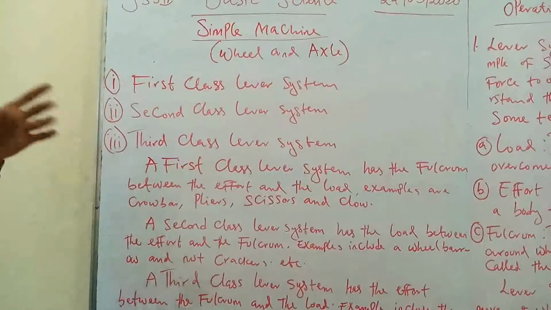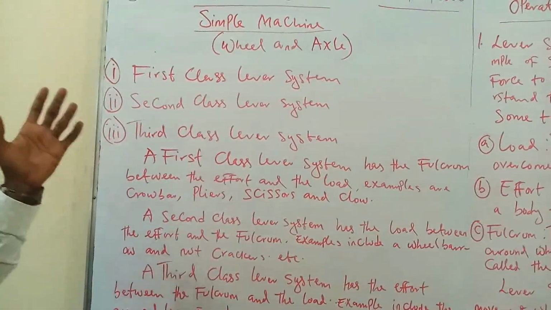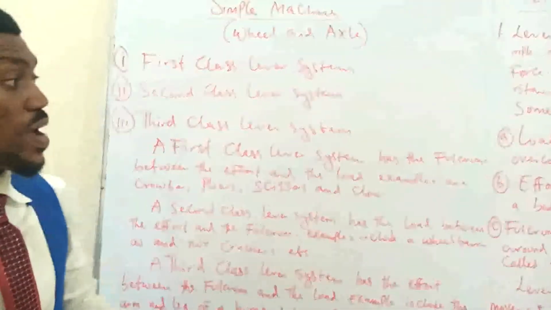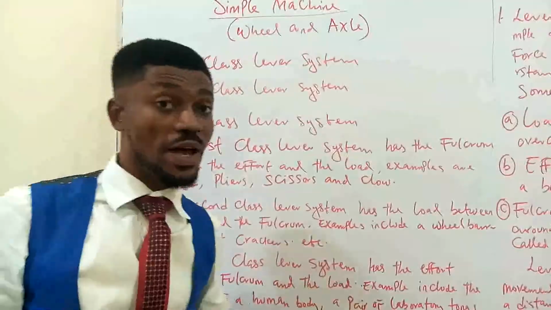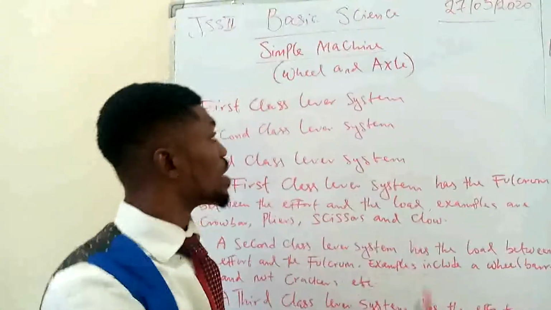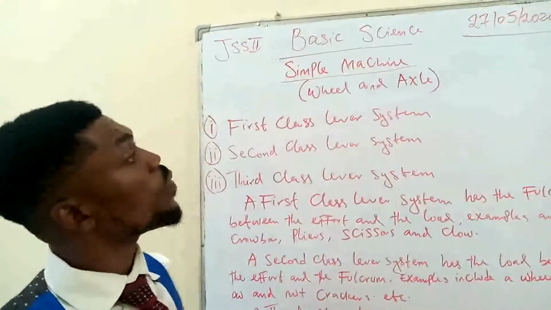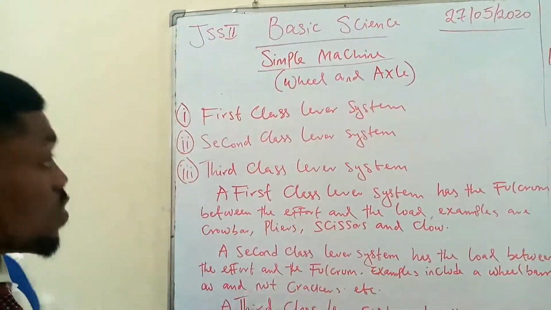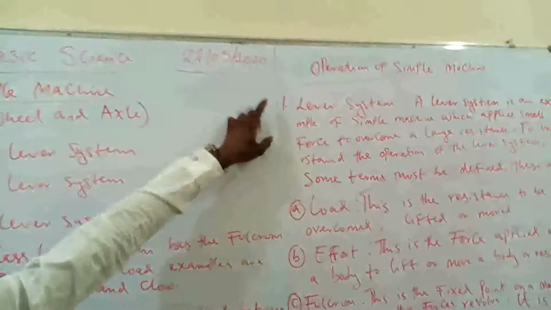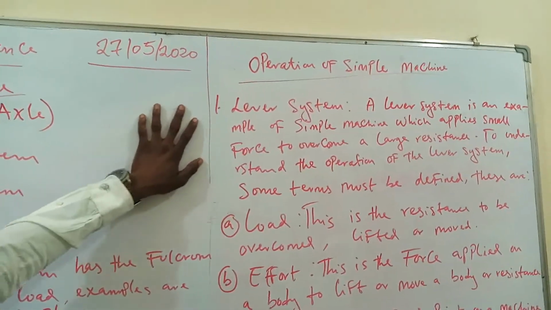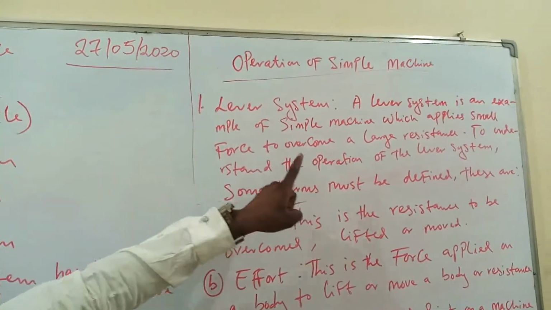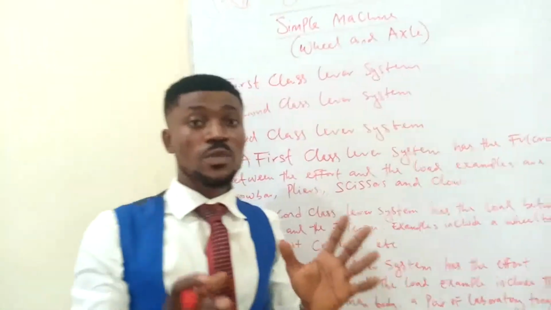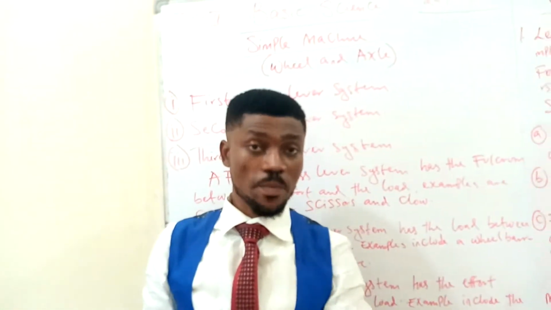And then we listed the types of simple machines. We have the lever system, the inclined plane, the gear, the wedge, the pulley, the wheel and axle, etc. And we also talked about the operations of a simple machine, where we discussed just the first type, which is the lever system. So in our next class, we'll be discussing the next type of simple machine, which is the inclined plane.